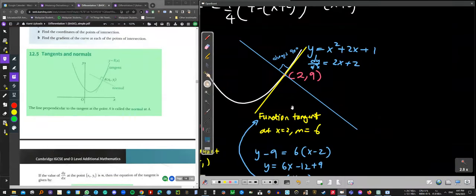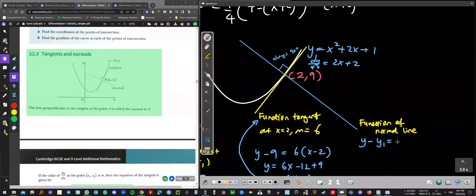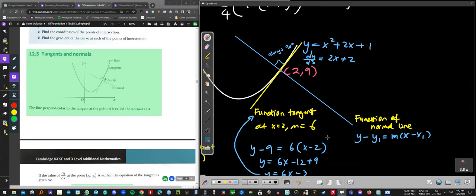So kerja kita sekarang, you must know how to find the function of the normal line yang lalu atas titik 2, 9 juga. Apa nak pakai, teacher? The same exact formula. Y minus y1 equals to m x minus x1. Sebab formula ni kita pakai untuk semua straight line. Nak cari straight line je, ingat benda ni. Guna benda ni. Okay, so cuma beza dia sekarang gradient tak sama.